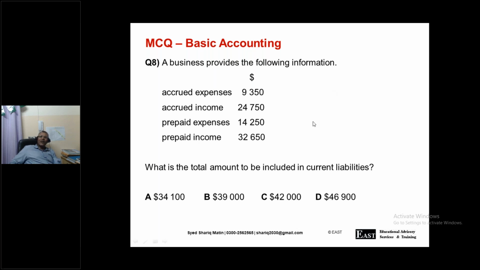Wonderful. As Dua said, you are adding up accrued expenses and what are you adding again, Dua? What's the second thing? Prepaid income. Right, so prepaid income and accrued expenses. Thank you very much, Dua. That's great. So the answer is 42,000, right?